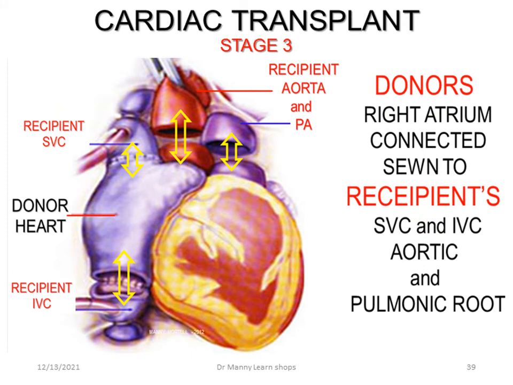In stage 3, the donor's right atrium is connected, therefore sewn, to the recipient's superior vena cava, inferior vena cava, aortic and pulmonic root. It's like doing a jigsaw puzzle, I guess. Joining the dots. Donor to recipient. The donor's heart is joined to the recipient's superior vena cava, inferior vena cava, aortic and pulmonic root. Because it's the heart that needs to be replaced, not the great vessels.